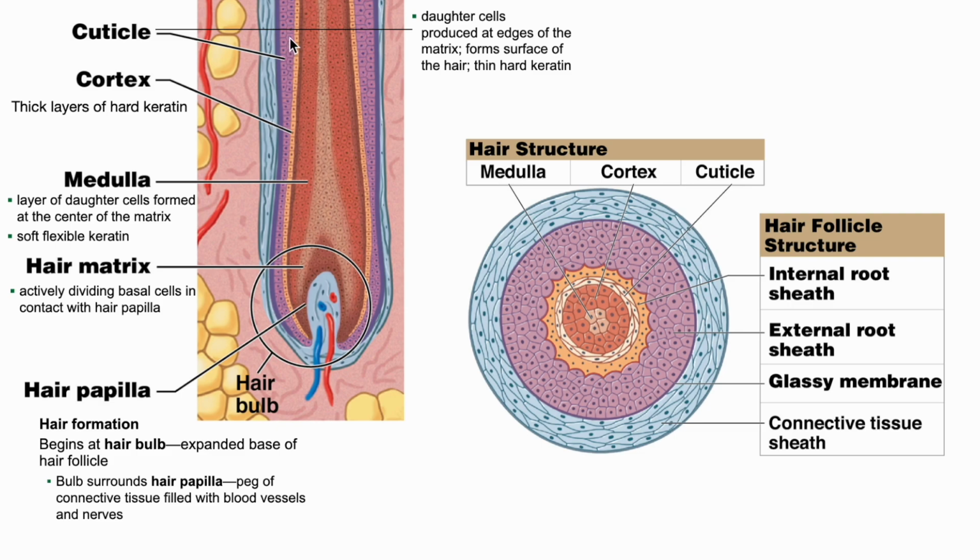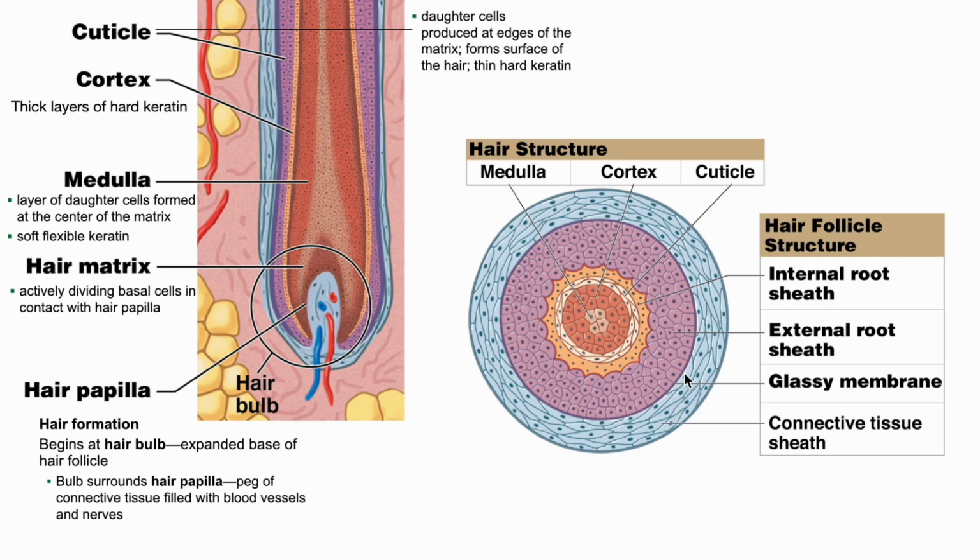And that cuticle is going to be thin but very hard with the keratin that fills those cells. And that's going to create the outermost layer of your hair. So if we move over to this cross section or transverse section of the hair follicle, we can see these same layers. So if we start on the outside, we're in the hair follicle. So this blue layer would be the connective tissue sheath that kind of wraps around the whole hair follicle and separates it from the surrounding dermis.